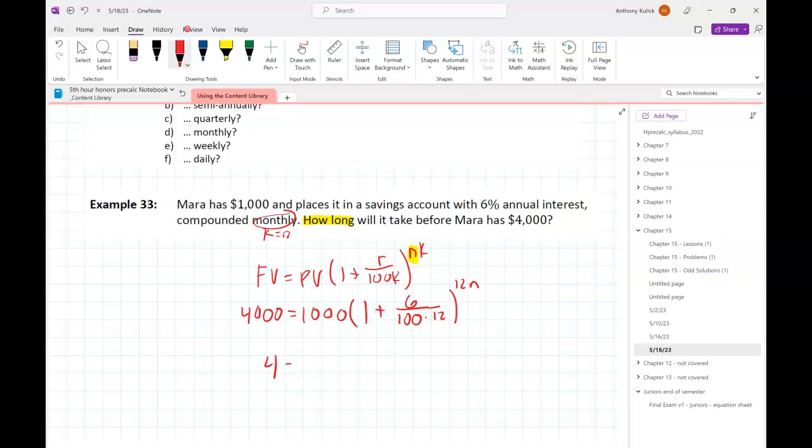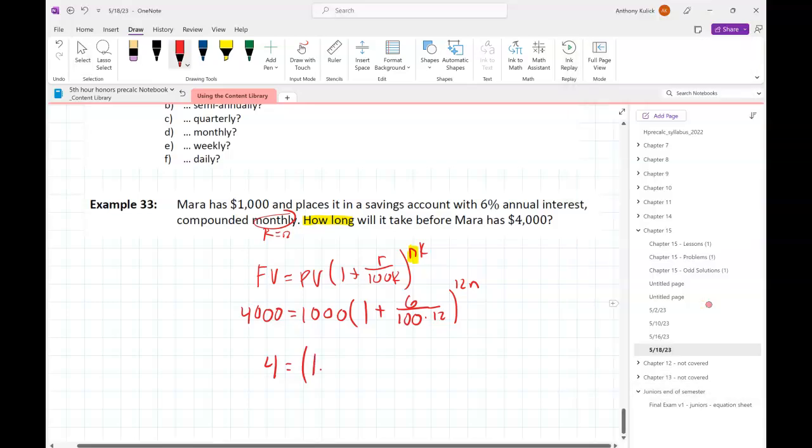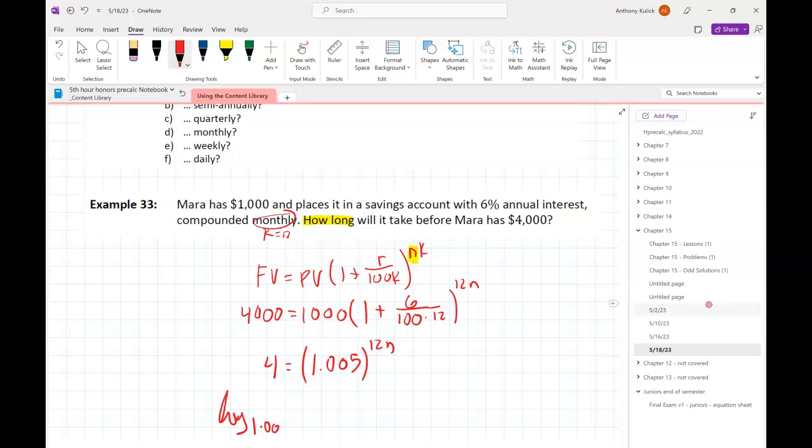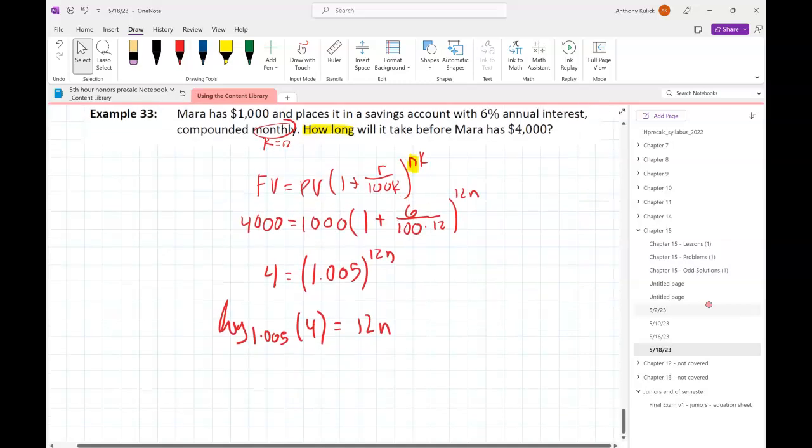So to solve this for n, first step would be to divide by 1,000. And let's go ahead and compute, or simplify, what that is inside the parenthesis there. Next step would be, excellent, log base 1.005 to both sides, and then divide by 12.